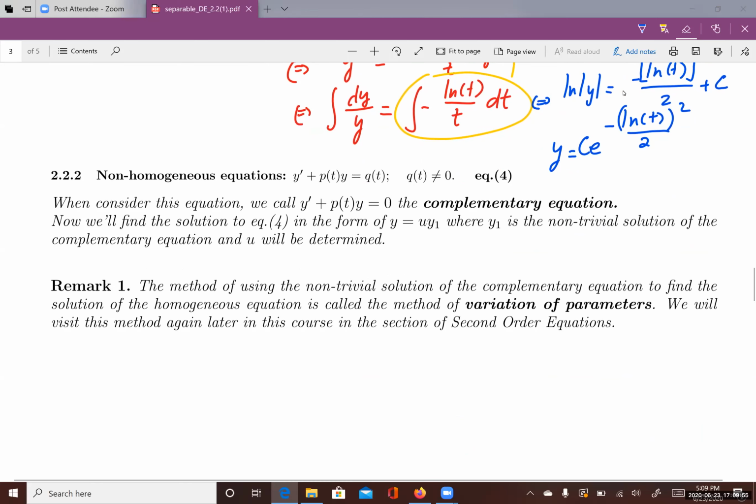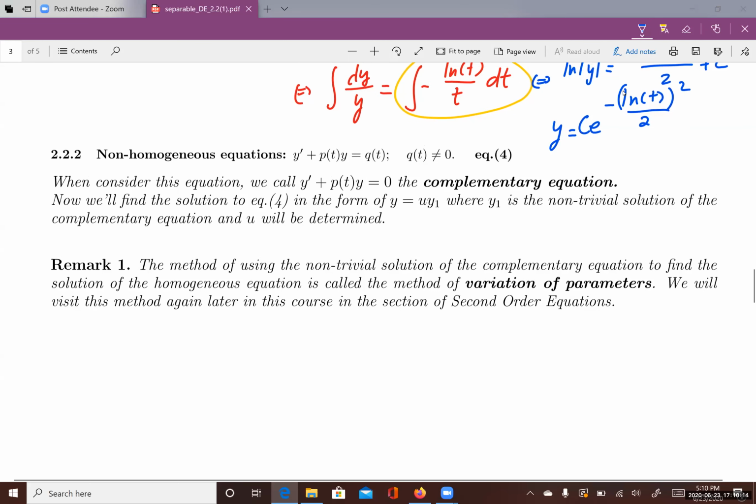How about when we have a non-homogeneous equation? So non-homogeneous equations are equations in this form: you have y prime plus p of t times y equals q of t, when q of t is not equal to 0. Well, when we consider these equations, we call the homogeneous equation of this non-homogeneous equation, which sets q of t equal to 0, the complementary equation.